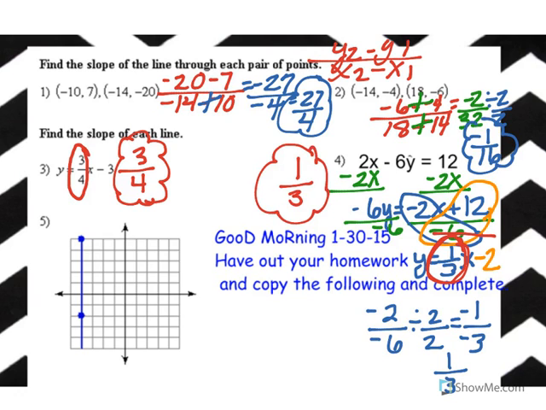And then number 5 is a straight vertical line. So with a straight vertical line, your slope is going to be undefined.